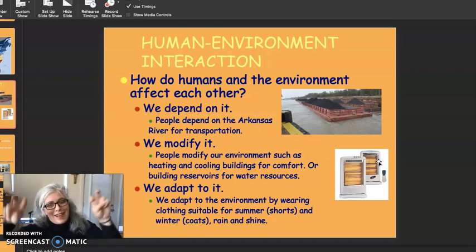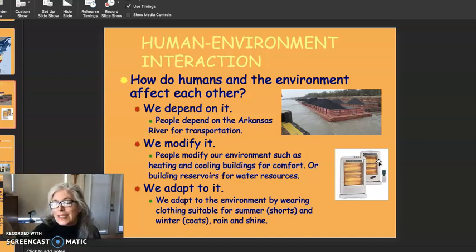I should put air quotes around that, has to adapt to what we do to the environment also. So the adaptation example that I have on the board is just modifying the way that you dress from one day to the next or from one climate to the next.